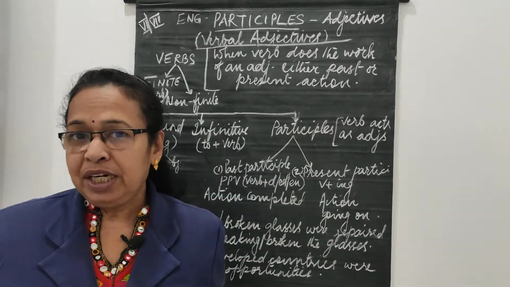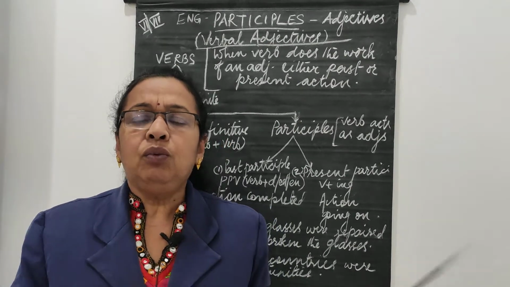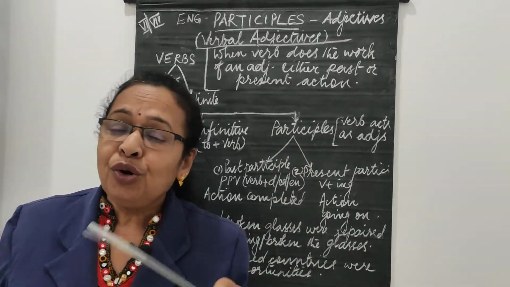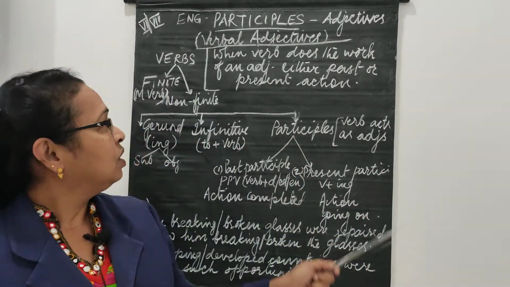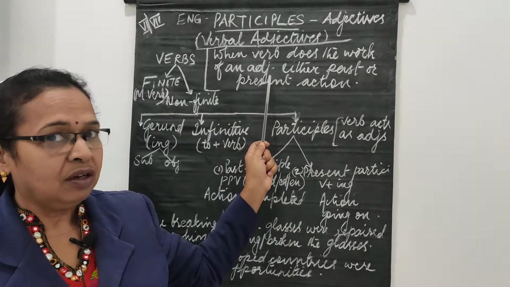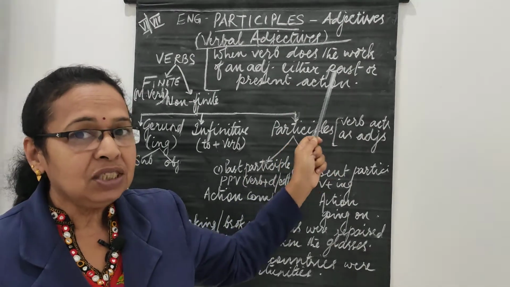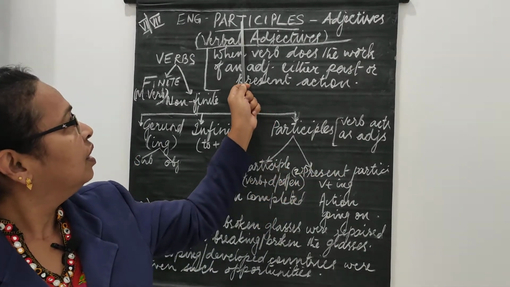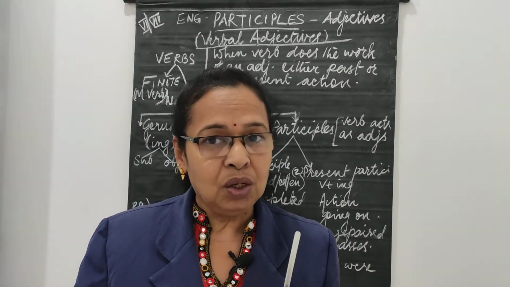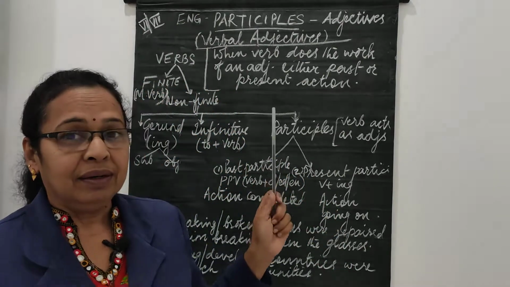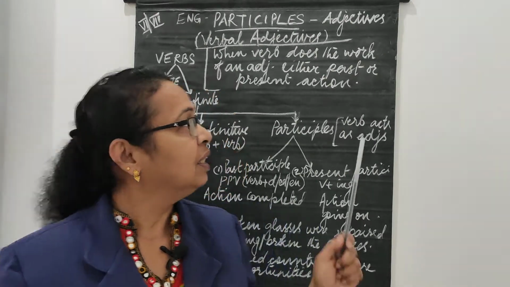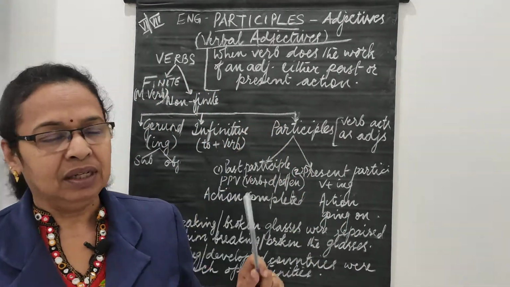If we are talking about adjectives, then why don't we just call them adjectives? Why do we call it a participle? Because when the verb does the work of an adjective, either in the past or in the present, it is called a participle. So what is a participle? A participle does the work of an adjective.